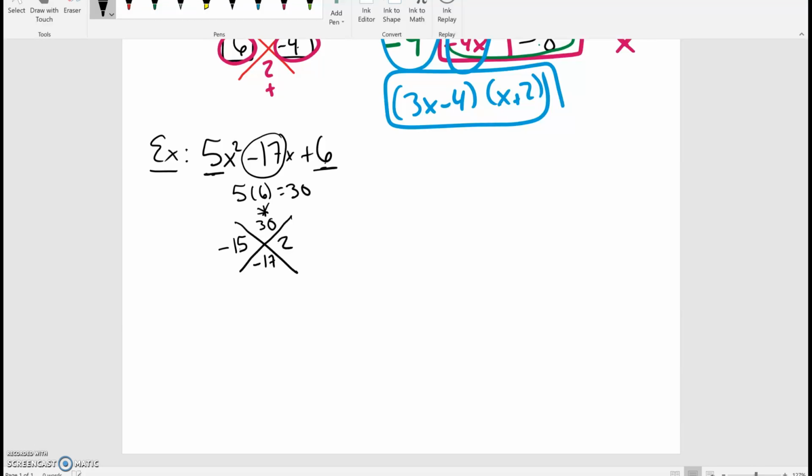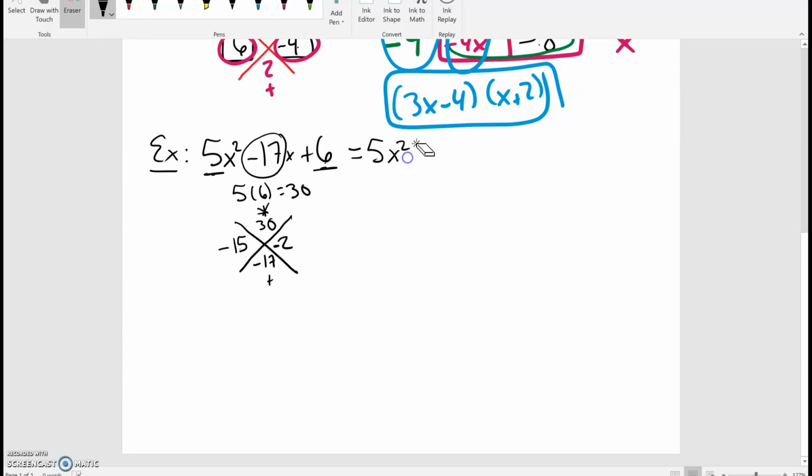So negative 15 times negative 2 gives me 30. Negative 15 plus negative 2 gives me negative 17. Okay, so after we have that, now we can go ahead and factor this. We're first going to replace the negative 17x with these two numbers: the negative 15x.